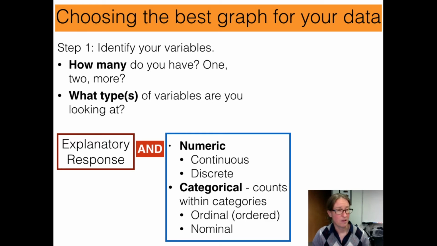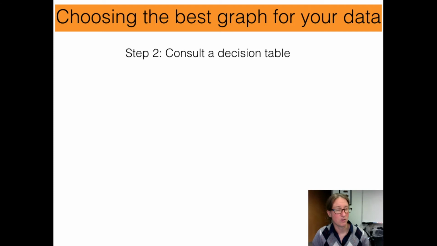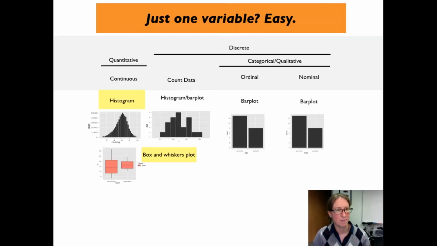Now, if your answer to the question of how many you have is you just have one variable, then you're dealing in a fairly simple universe. And you're ready to go on to step two, to consult a decision table for the best method for portraying that variable. So with just one variable, it's fairly simple. And I'm going to walk you through the table here just to illustrate that. Right, so if it's numeric and continuous, then the best way to really illustrate it is either with a histogram, as we've seen so far, or a box plot will also work.